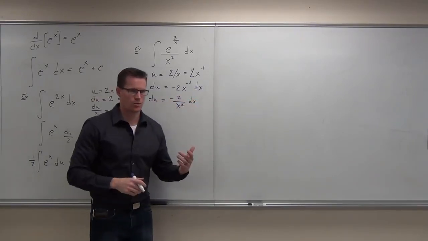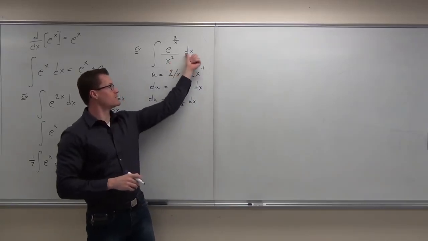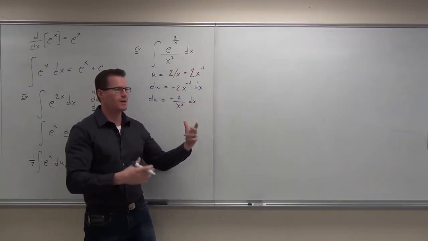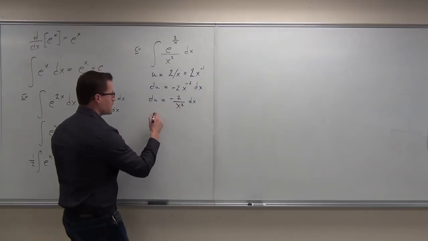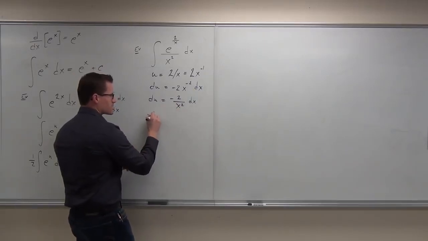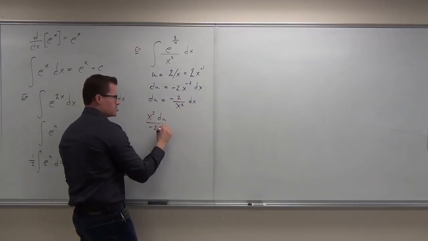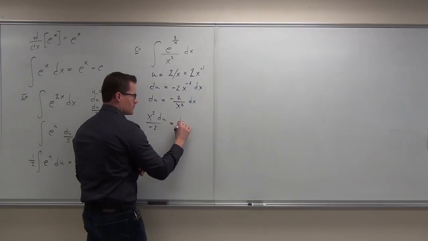Look back at your integral. Do you see that this thing's going to work? Here's an x squared, here's an x squared dx. Now, I do things a little bit differently. I like to solve for dx. That's how I was taught. So if I multiply both sides by x squared, I get x squared du. If I divide by negative 2, it's over negative 2 equals dx.